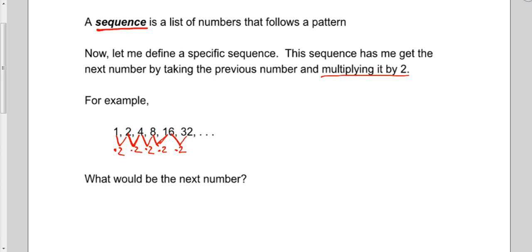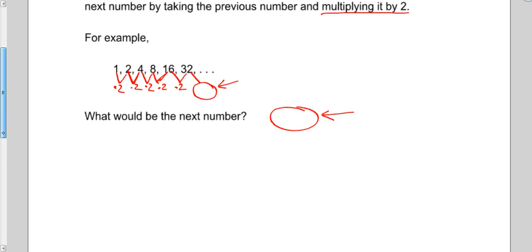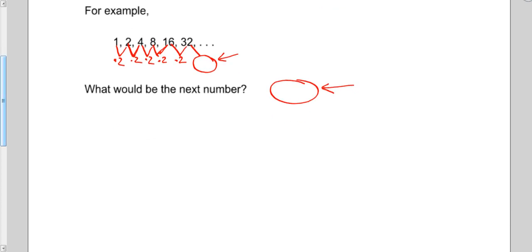What do you think my next number would be? I take 32, and what do I do to it? Pause the video and figure out what you do. So I want a number right here, and then whatever that next number would be, I want you to write it right here. I want you to figure out what you do in this spot and what you get in this spot. Okay? So now we're going to go to the next page.